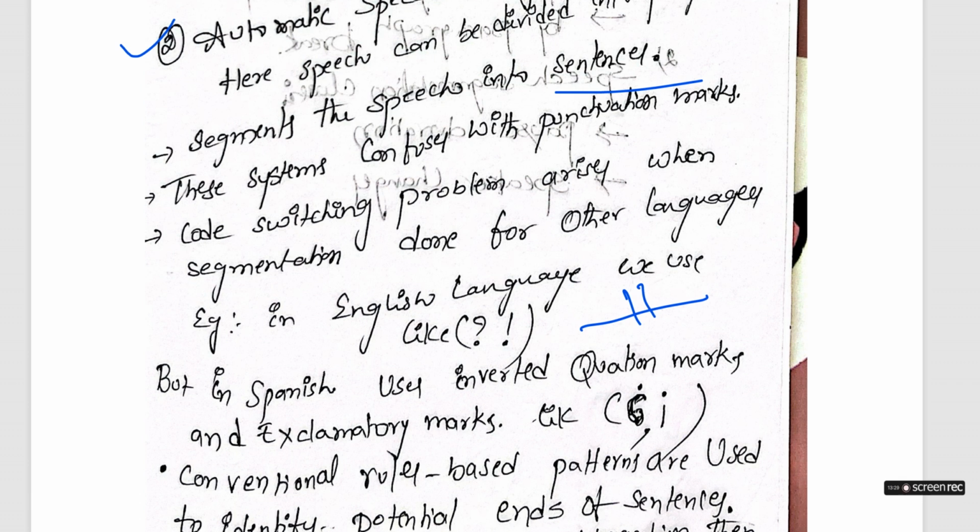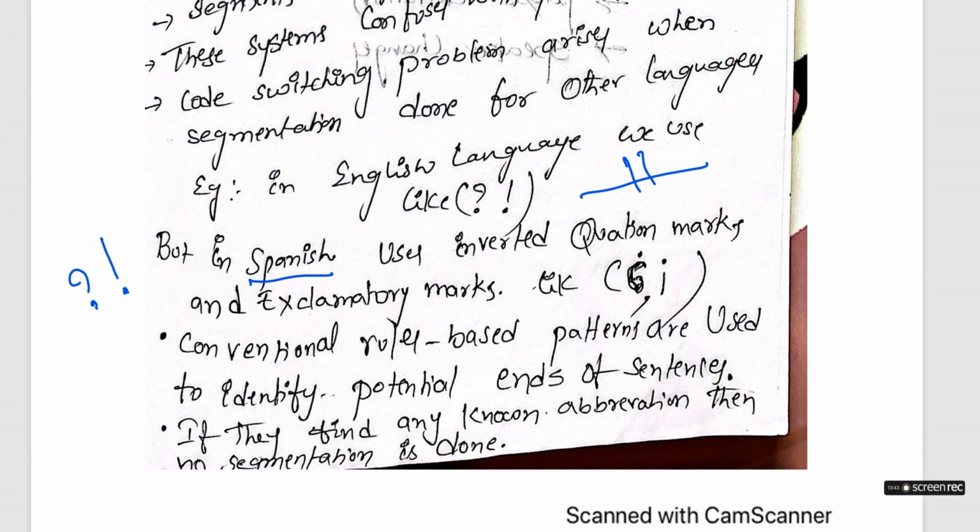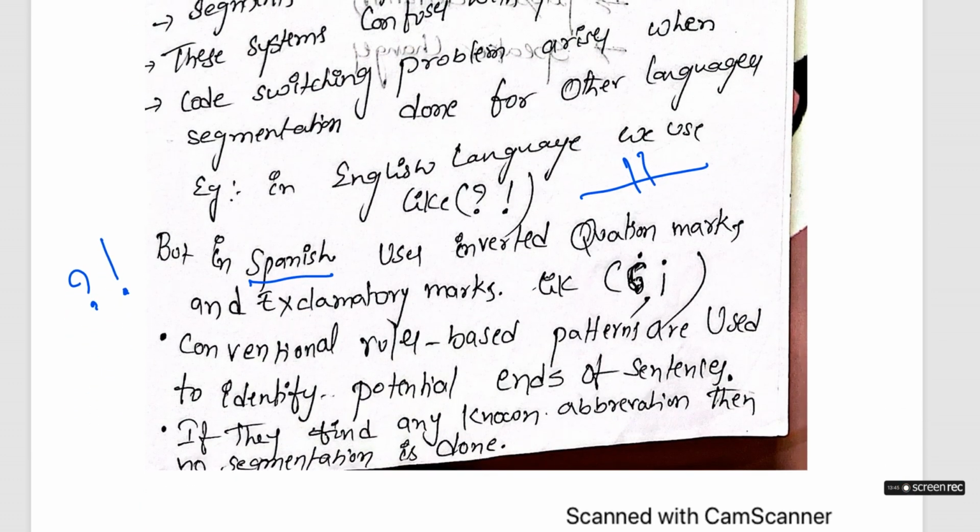Another example is in the English language we use punctuation marks like this, question mark, exclamation mark. But in other natural languages, see here I took the example of Spanish. In the Spanish language, people use inverted question marks and inverted exclamation marks, like this. So here again the system will get confused.